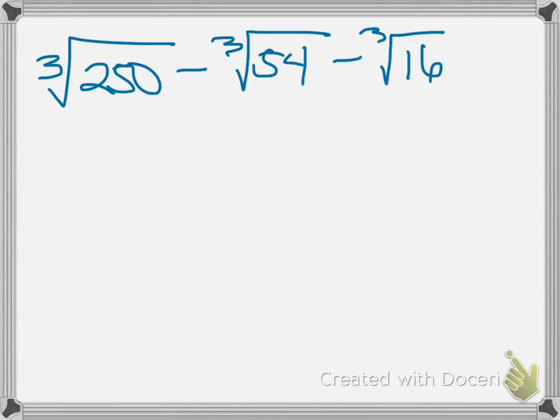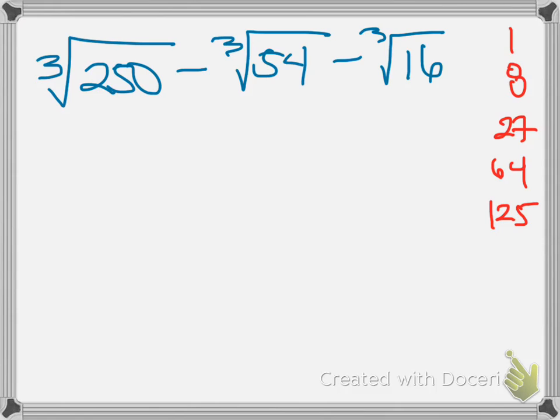Here we've got the cube root of 250 minus the cube root of 54 minus the cube root of 16. So we need to simplify each of these radical expressions as much as we possibly can. Because they are cube roots, let's write out our list of perfect cubes. We've got 1, 8, 27, 64, and 125. We shouldn't have to go further than that. So let's see if we can simplify each of these.